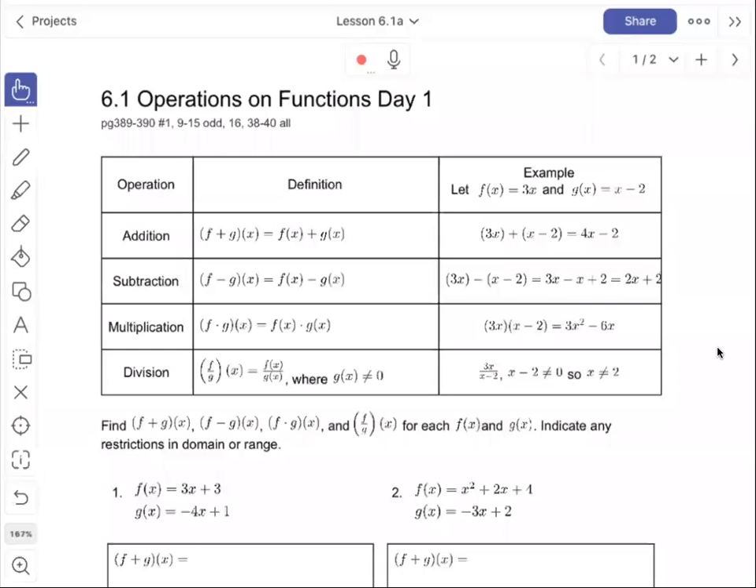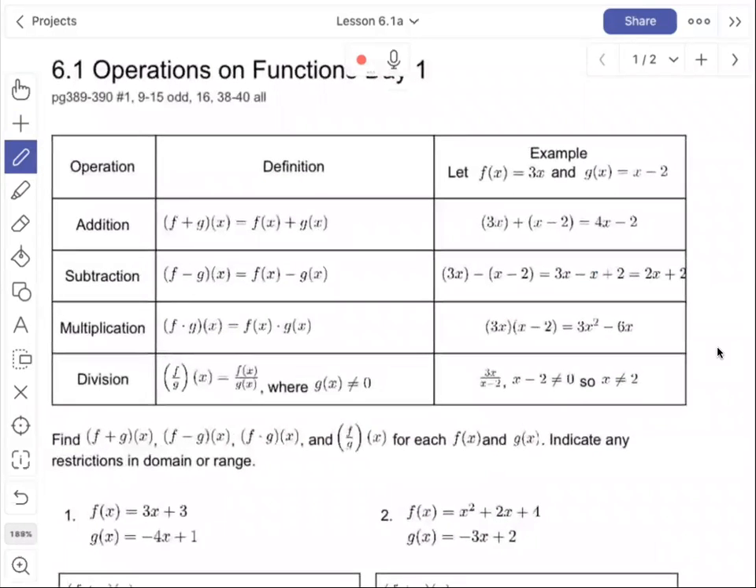Here we go. All right, so we are talking 6.1, just operations on functions. What I mean by operations is just addition, subtraction, multiplication, and division. It's pretty straightforward, guys. For example, if I have a function given like f of x is 3x and g of x is x minus 2, if we want to add the functions, that's what f plus g of x looks like. You literally just add the two functions together. So I would do 3x plus the x minus 2 and just add it together. And that's it.